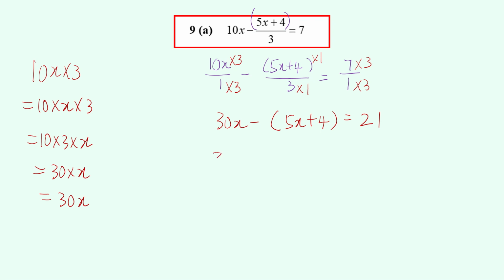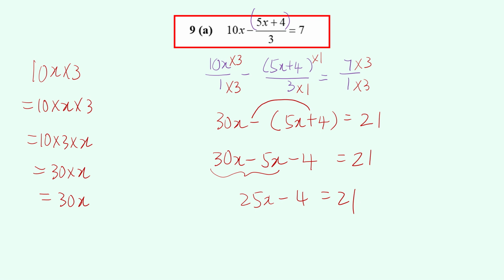21. So that gives you 30x minus 5x, and negative times positive gives you negative 4. This one here will give you 25x minus 4 equals to 21. And how do I get rid of your negative 4? Yes, add 4 on both sides. So that gives me 25x equals to 25. And to find 1x, just divide by 25 on both sides. And therefore x is equals to 1. And that's it.